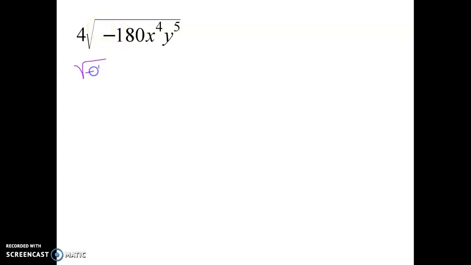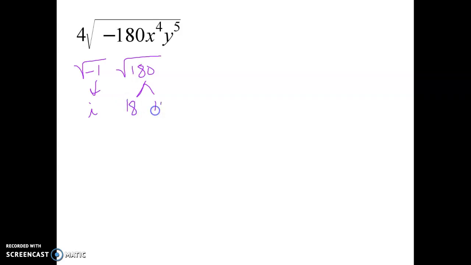Right, this is going to be -1 times the square root of 180. So my final answer will have an i. This is imaginary. All right, let's do a factor tree on the 180. The 4 is not inside the square root. I don't need to worry about the 4. I just need to focus on the 180.